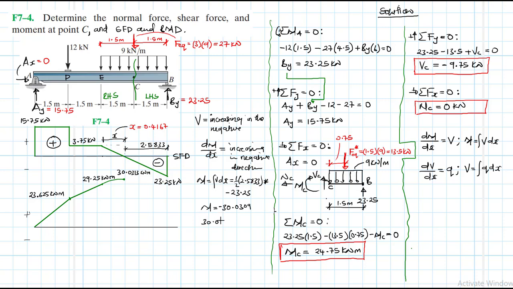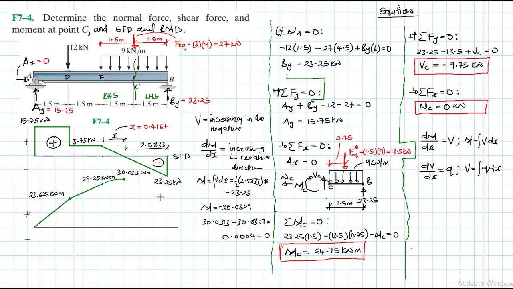So we'll have 30.0313 minus 30.0309. What do we have? Of course, we just have a 0. This is practically just 0, the difference is 0.0004. So which is just equal to 0.